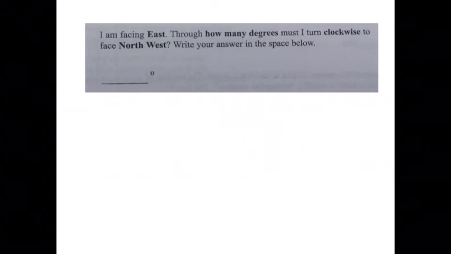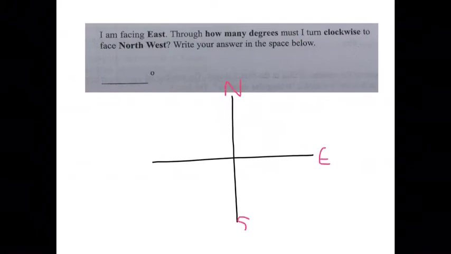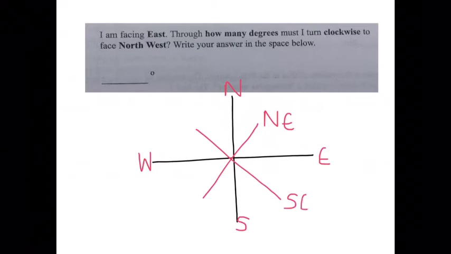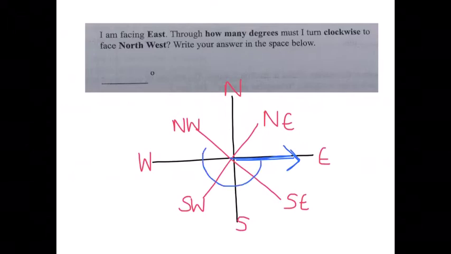Well, I would encourage you to draw yourself a little compass. North, east, south, west. North, east, southeast, southwest, northwest. We are told that I am facing east, and I'm going to turn clockwise to face northwest. So the direction of the clock moves. We have to work out the size of that angle between the east and northwest.